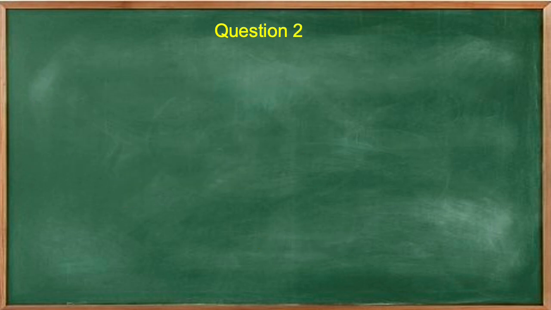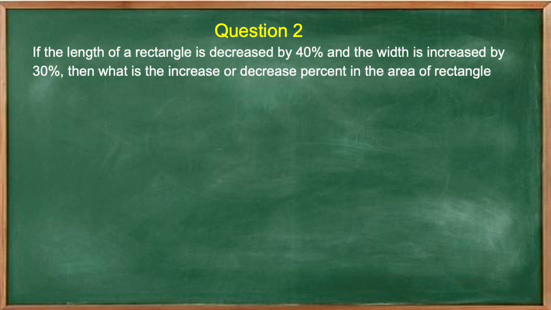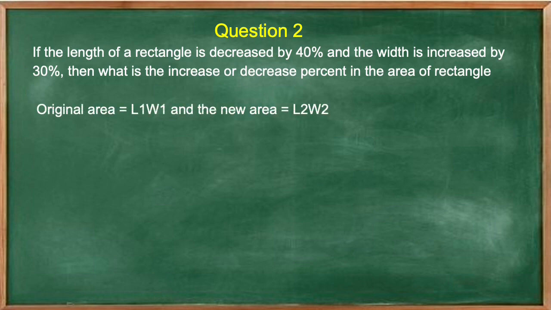Let's do another different question. Question 2. If the length of a rectangle is decreased by 40% and the width is increased by 30%, then what is the increase or decrease percent in the area of rectangle? Let the original length and width be L1 and W1, and the new length and width after increase and decrease be L2 and W2. So original area is equal to L1 W1 and the new area is equal to L2 W2.